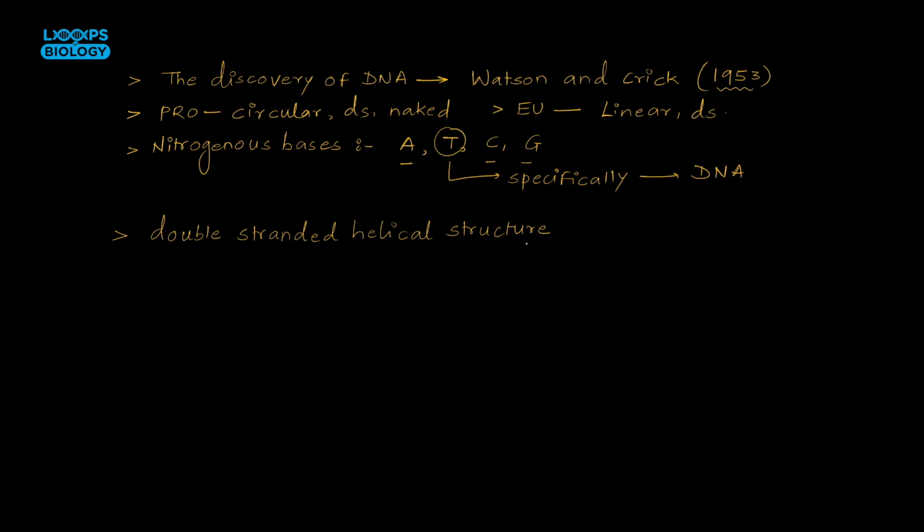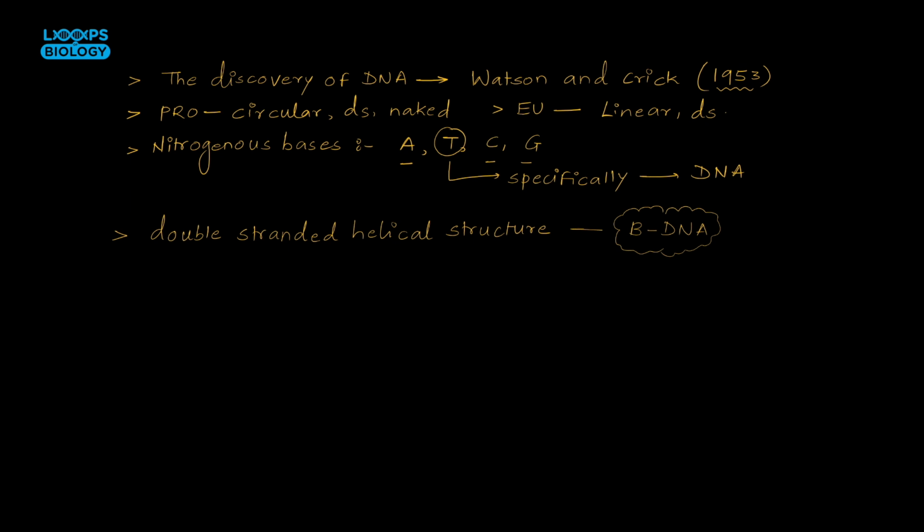So Watson and Crick discovered this particular structure as double-stranded and spirally coiled. So it is nothing but your helical structure. And this DNA was commonly B-DNA, which is generally found inside organisms. There are also various categories of DNA, that is A-DNA and Z-DNA.